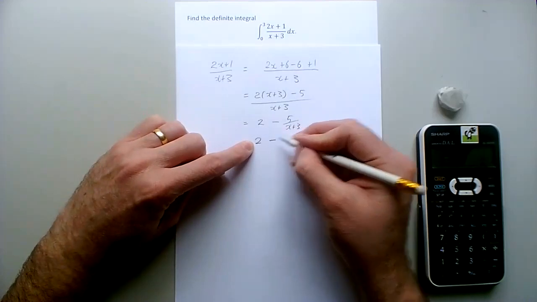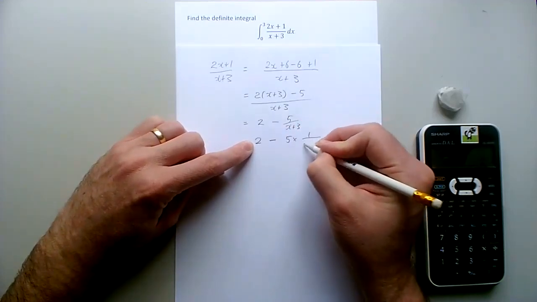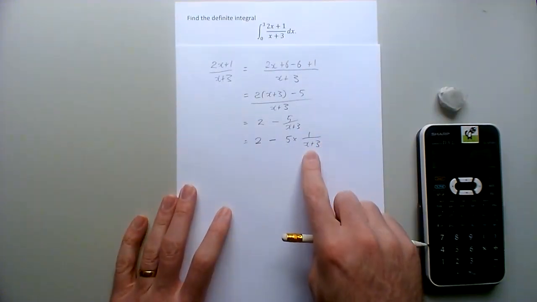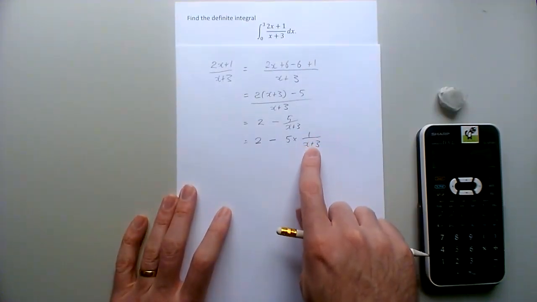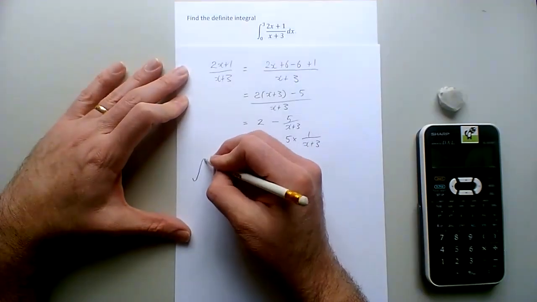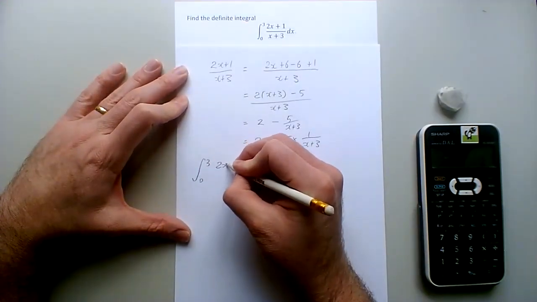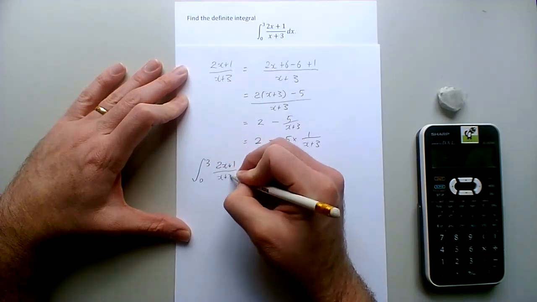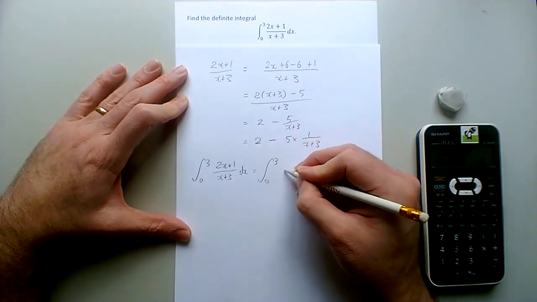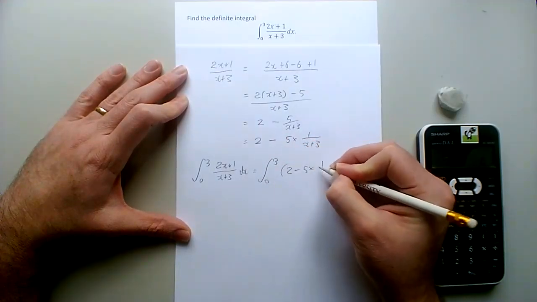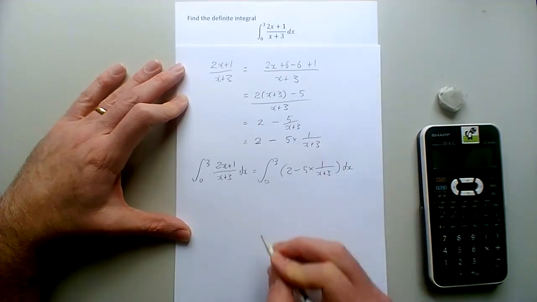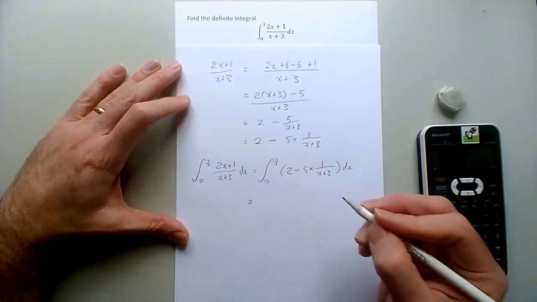I know how to integrate 2. And if I wrote this as a 1 over, then it's easier for me to see that I can use ln. And it's just a linear thing inside, and I know how to deal with that. Okay, so I can do it now. The integral from 0 to 3 of (2x plus 1) over (x plus 3) dx is the same as the integral of 2 minus 5 times 1 over (x plus 3) dx.